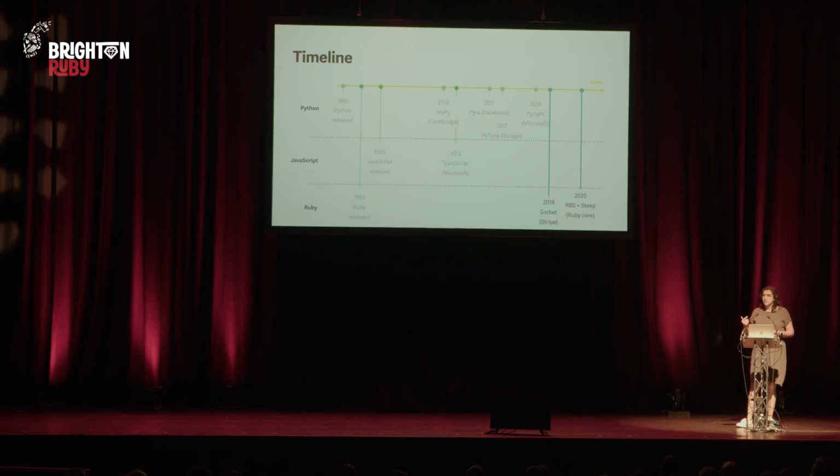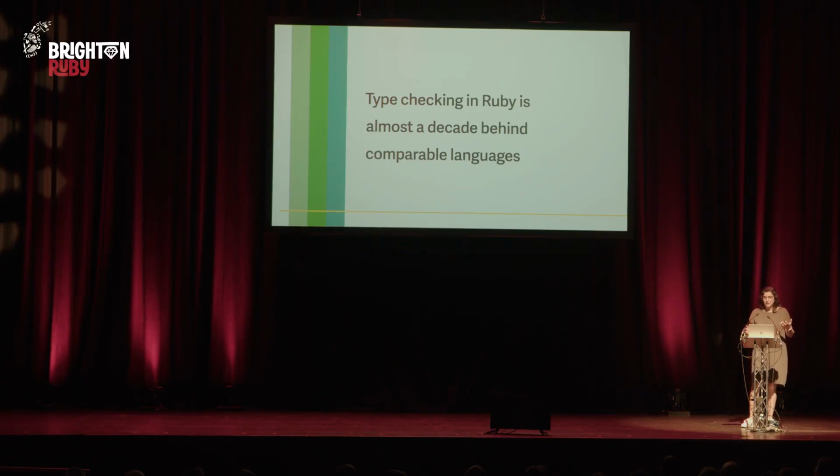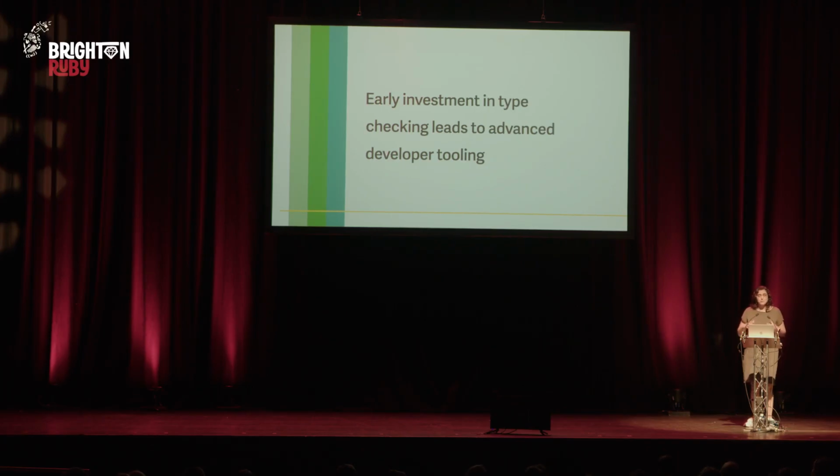Ruby 3.0 was released in 2020, and that included RBS, which is another type checking syntax, and the corresponding type checker for that is called Steep. So we see from this timeline that investment in Ruby type checkers started almost a decade after Python and JavaScript. Furthermore, this led to disparities between the quality of static analysis tooling available in Ruby and in these other languages.